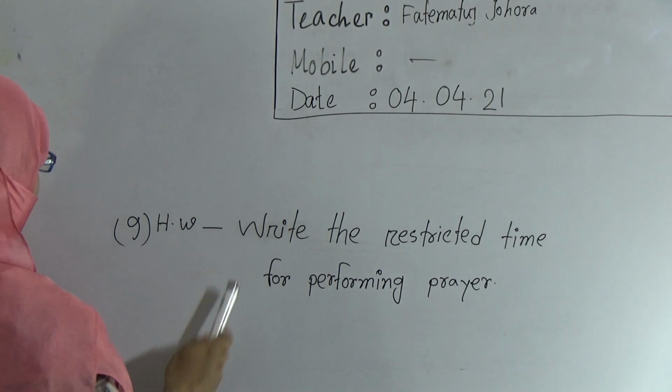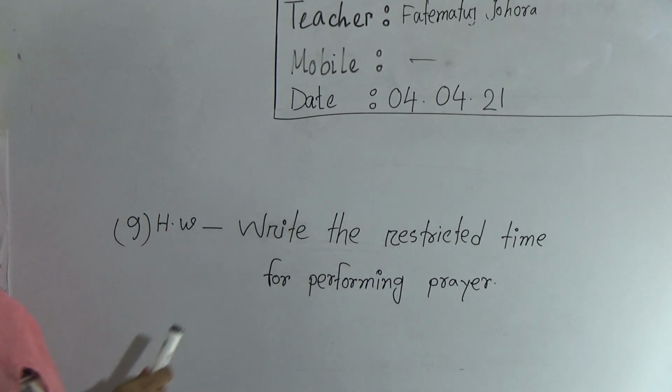How many restricted times are there in salat? You have to write it. I have said it, it is 3 restricted times for performing salat. It is restriction or prohibition. The 3 are mentioned in your book, page number 39. You have to write it. You can do it as your HW with the help of the book.